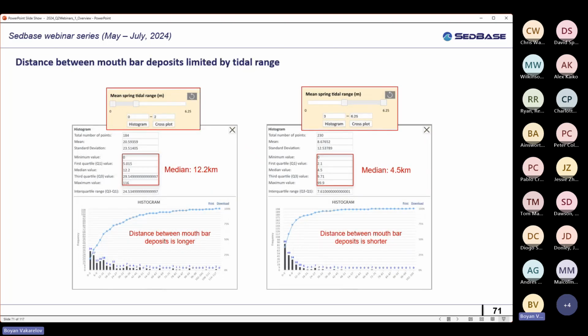Something else which is also fairly interesting is doing the same exercise, but now looking at the distances between mouth bar bodies adjacent along the same coastline. And here the difference is quite striking. In microtidal settings, the median distance between two adjacent mouth bars is 12 kilometers. Again, this is bigger than the size of most oil and gas fields. Whereas if we're in a tidal setting, the median distance is only about 4.5 kilometers, right? So chances are that if you have one mouth bar in your model, there would be a second one as part of the same field somewhere.